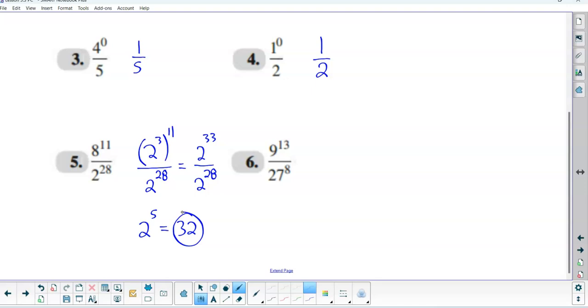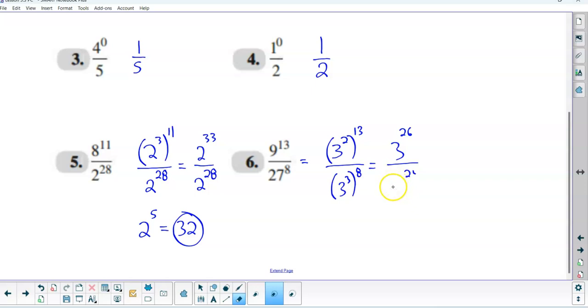Same kind of thing on number 6. We're going to change these both into the same base. Now I'm going to change these into base 3. So 9 is the same thing as 3 squared, raised to the 13th. 27 is the same thing as 3 to the 3rd, raised to the 8th. We'll change the numerator into 3 to the 26th. The denominator into 3 to the 24th. Oh gosh, let's write a 3 there, huh? There we go. Looks better. And so now we subtract these exponents to get 3 to the 2nd, and our result is 9.